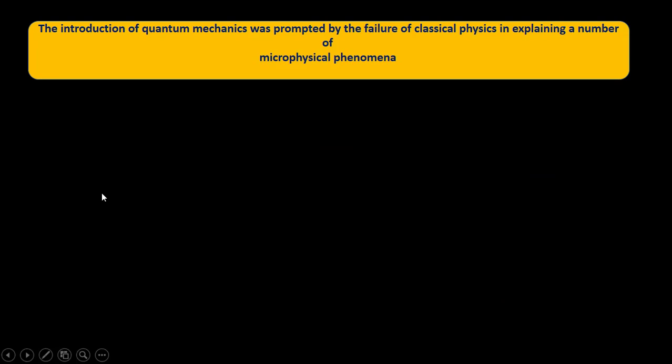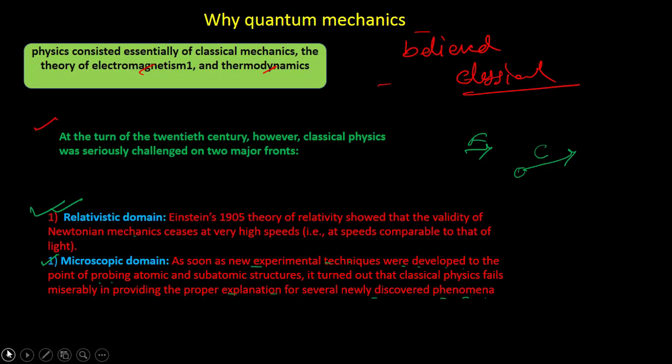The introduction of quantum mechanics was prompted by the failure of classical physics in explaining a number of microphysical phenomena. This was the main reason why quantum theory, and later quantum mechanics, came forward. First quantum theory comes, then quantum mechanics. So we will go through this arena, how quantum mechanics comes, the history. Without knowing the history, we can't gain proper interest in this chapter.